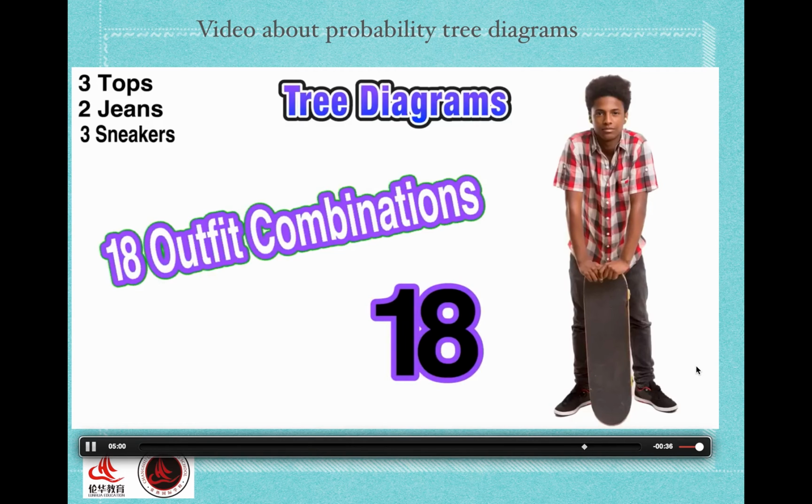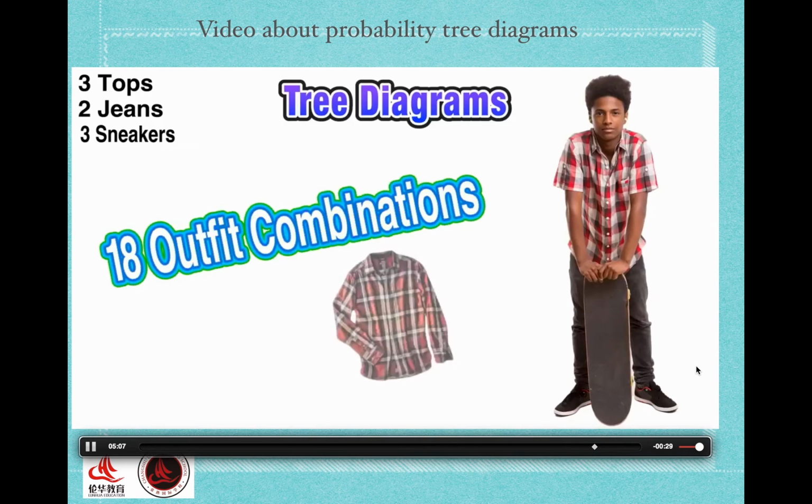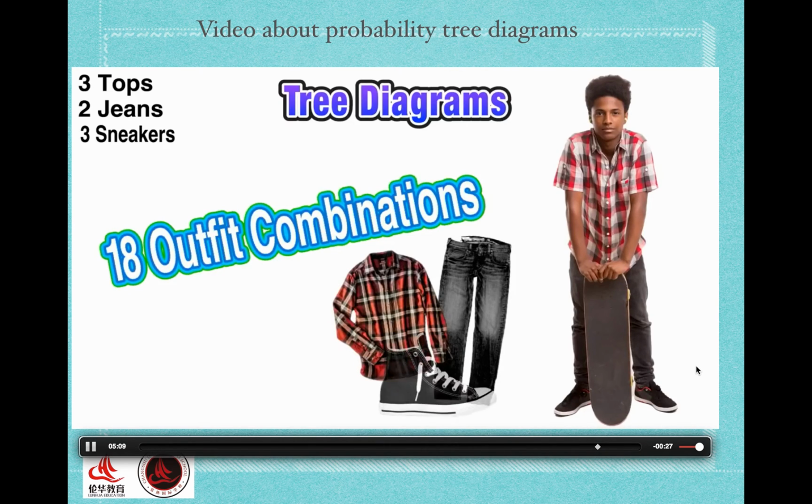So in this scenario, Josh had 18 outfit combination choices, and it looks like he went with the red plaid shirt with black jeans and high tops. Not bad, looking good.